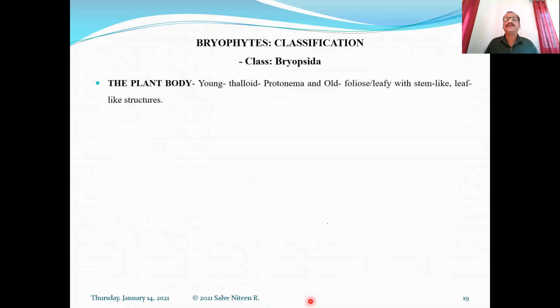In the third class, Bryopsida, the plant body may have two stages. The young plant body can be thalloid, the protonema, and the old can be foliose or leafy, with stem-like, leaf-like, root-like structures, an erect, upright plant body. Rhizoids are multicellular and branched, whereas in the previous classes rhizoids were unicellular and unbranched. Here, scales are totally absent.